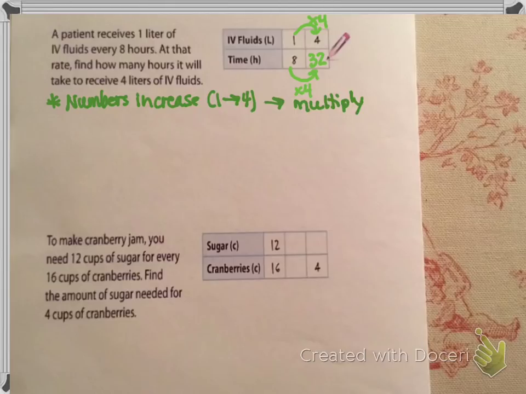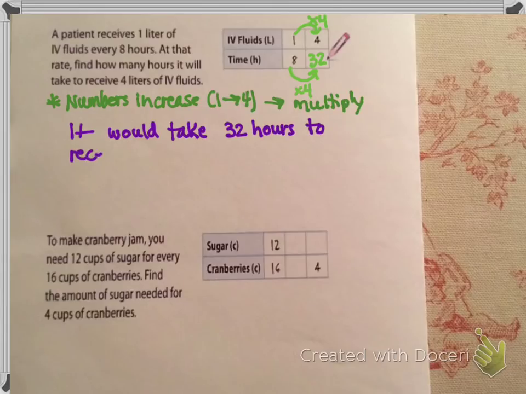Okay, so my conclusion would be it would take 32 hours to receive 4 liters of IV fluids.